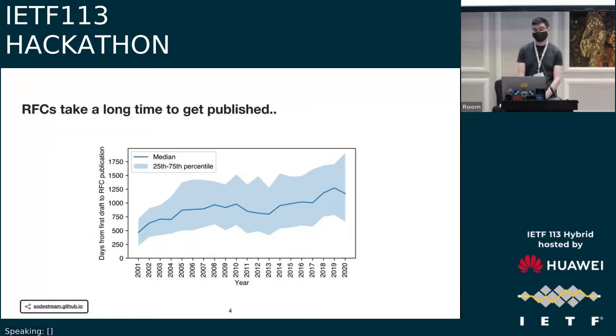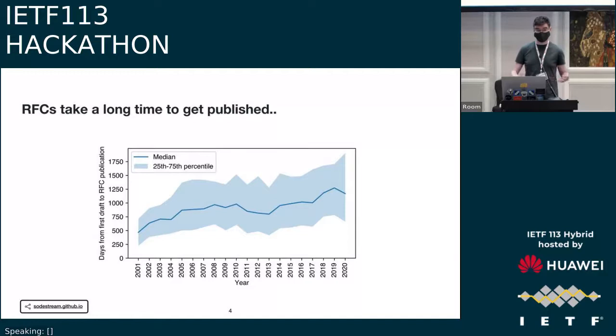Previously, we've seen that RFCs can take a really long time to get published. So this plot here shows the number of days from the first draft to publication of the RFC itself. And we can see that not only is it an increasing trend, but it's taking a really long time. So the median in 2020 was over 1,000 days.